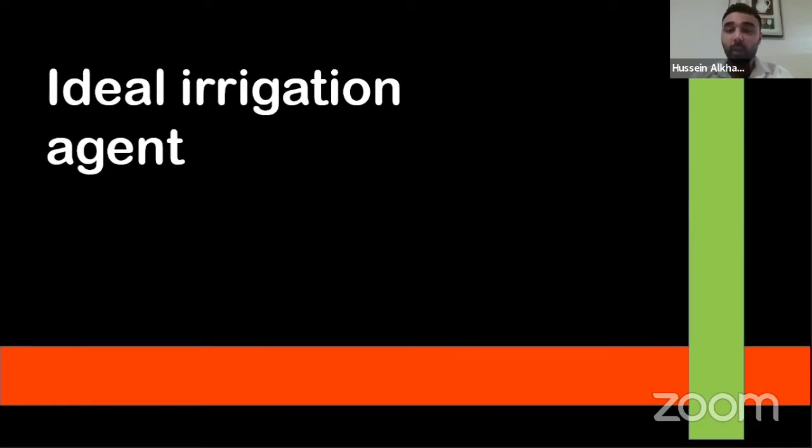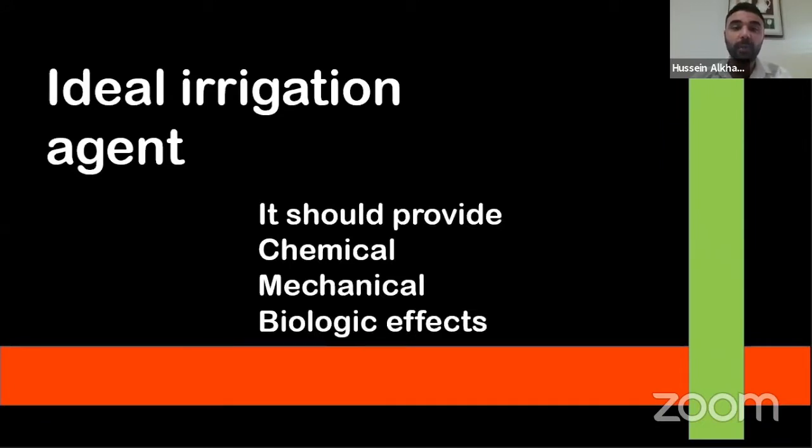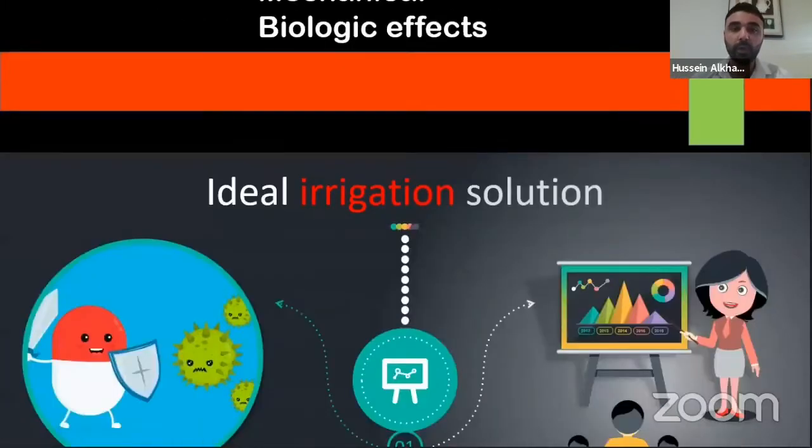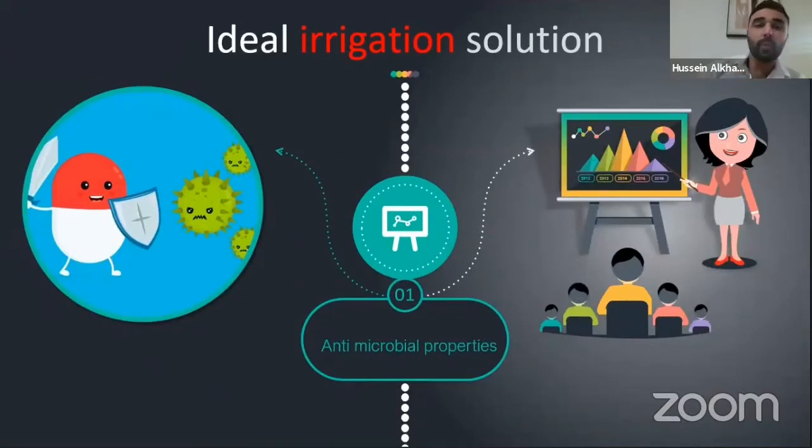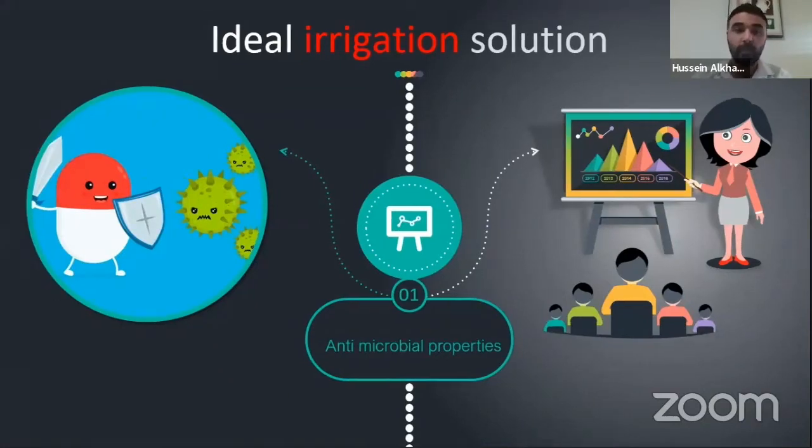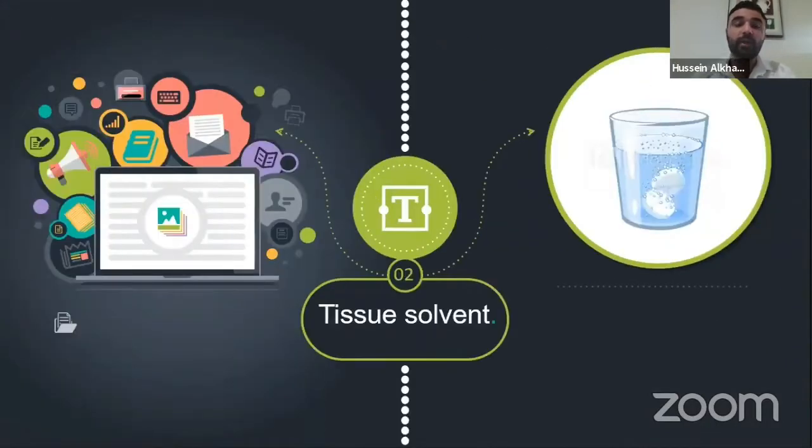Now, let's discuss the required properties of an ideal irrigation agent that can overcome the aforementioned challenges. The ideal irrigation agent should provide chemical, mechanical, and biological effects in order to be effective. What are the properties of an ideal irrigation solution? It should have antimicrobial properties in order to reduce the number and the virulence of microorganisms in the root canal system. Another requirement: tissue solvent.